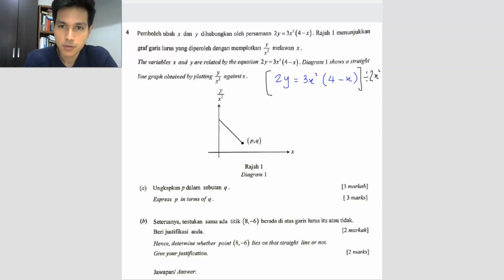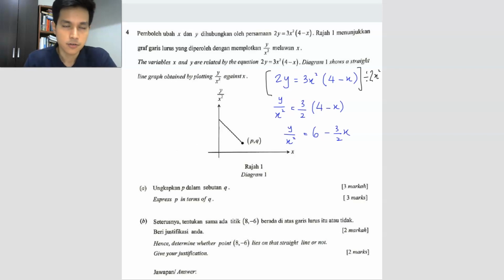So when you divide, what do you get? You get y over x squared equals, 3x squared divided by 2x squared gives 3 over 2, times (4 minus x). Okay, you can expand this, it's up to you. So y over x squared equals 3 over 2 times 4, you get 6, minus 3 over 2 x.